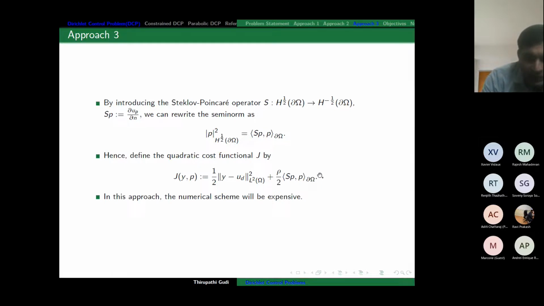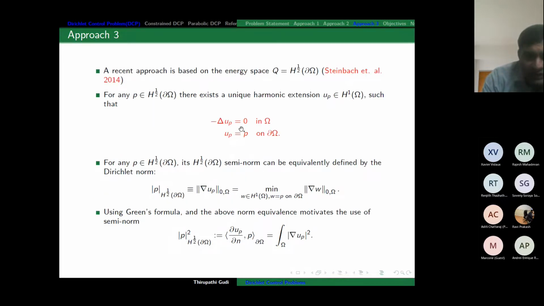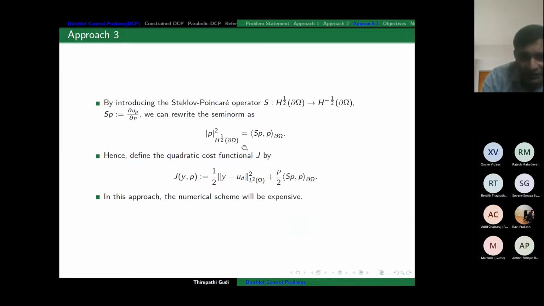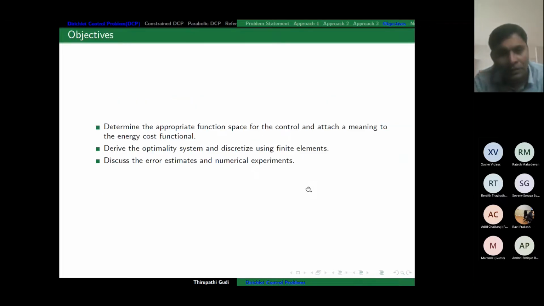This is fine for theoretical purposes, but when we do a numerical scheme based on this, we need to find both the state u and the control. So we'll use some space for the control as well as some space for the state. But every trial function in the control space has to be lifted through harmonic extension, so that becomes quite expensive. So one has to find a clever way of implementing this. Our objective here is to determine an appropriate function space for the control, to attach a meaning to the energy cost function, derive the optimality system, then discretize using finite elements and do the analysis of the numerics.